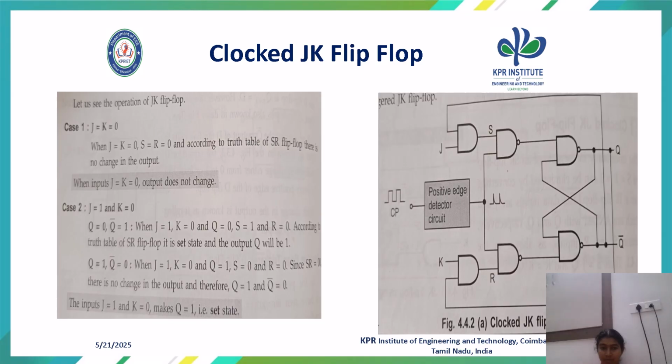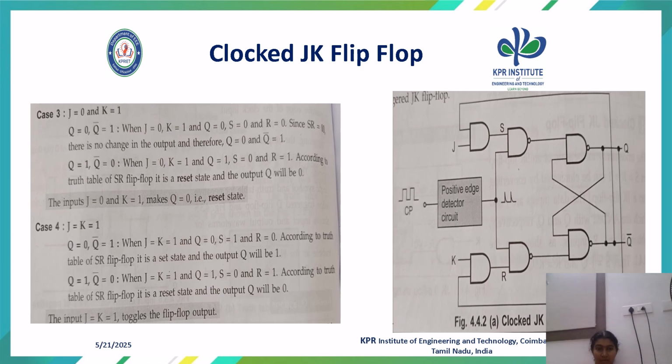In the second possibility, if Q equal to 1, Q bar is equal to 0, that is when J equal to 1, K equal to 0, Q equal to 1, S is equal to 0, R is equal to 0. If S and R are given low, there is no change in the output. Therefore, when the inputs are J equal to 1, K equal to 0, it makes Q equal to 1. That is the set state.